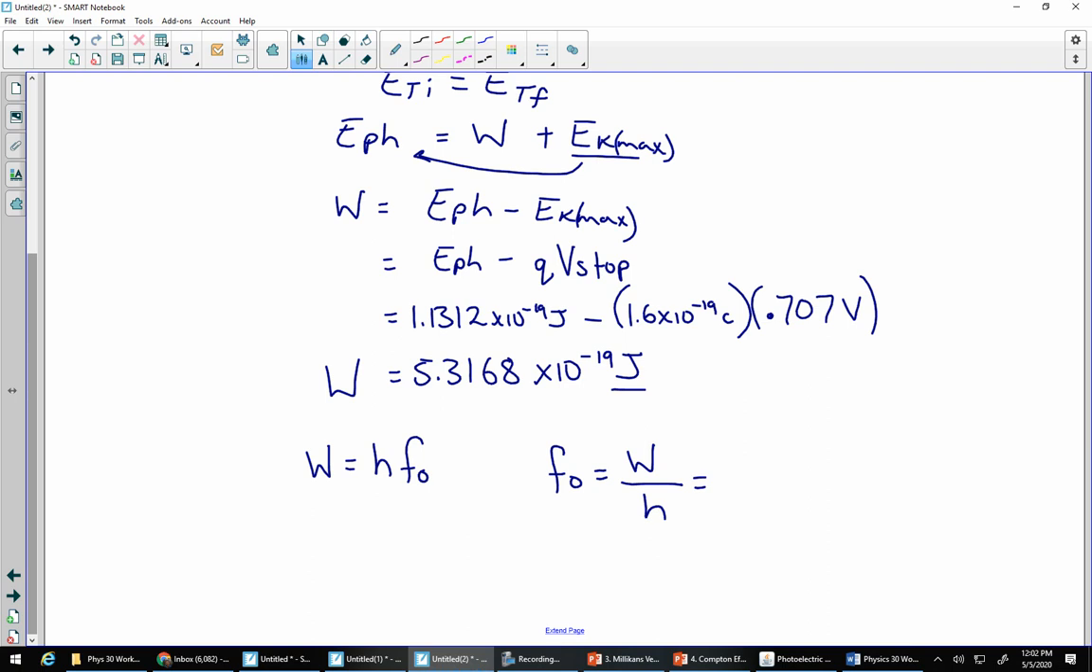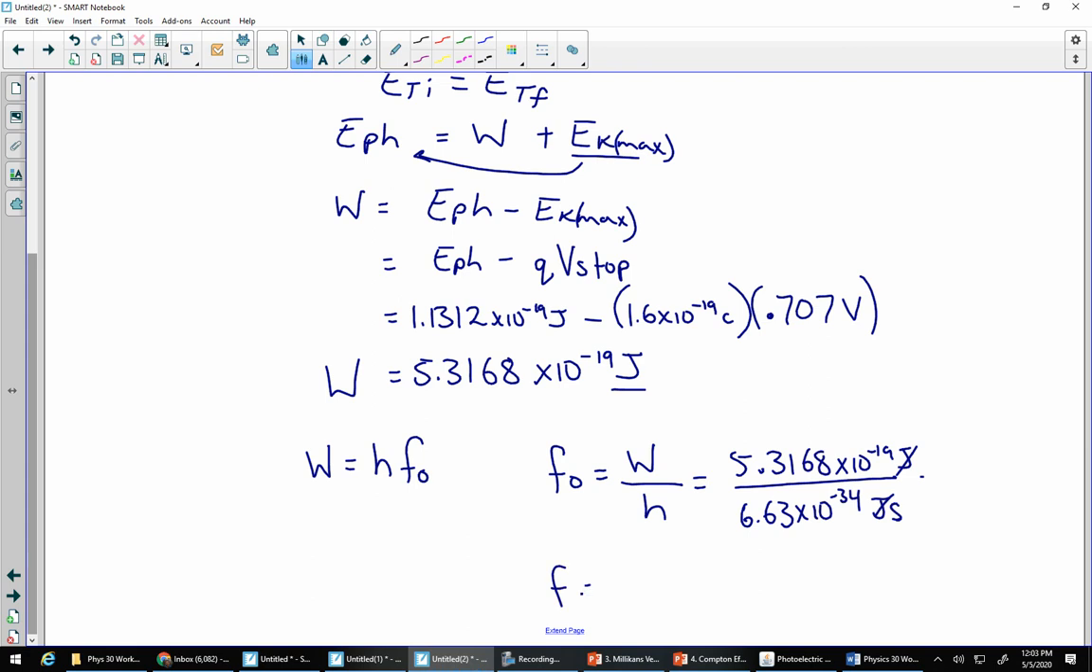So the work function, 5.3168 times 10 to the negative 19 joules, divided by Planck's constant with joules. That's 6.63 times 10 to the negative 34 joule seconds. The joules cancels with joules. We're left with the inverse of seconds, which is perfect for frequency.